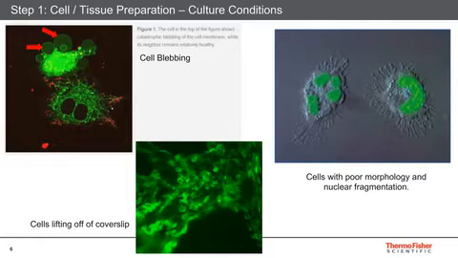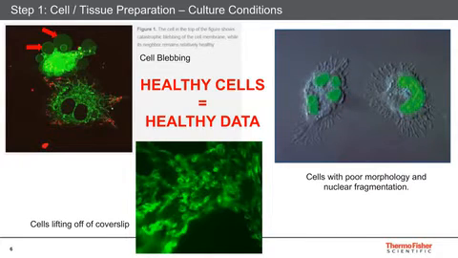And then at the bottom, you can see an example of some fairly confluent cells that are lifting off the cover slip that they were supposed to be adhered to. This causes some distortions that you see because you can't really focus on the cells that are not well adhered in the same focal plane as the others. So for some cell types, you need poly-L-lysine or some other substrate treatment in order to allow good attachment. Healthy cells definitely make for healthy data, so have a good beginning to your process.